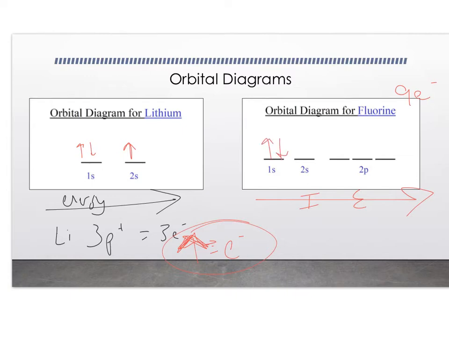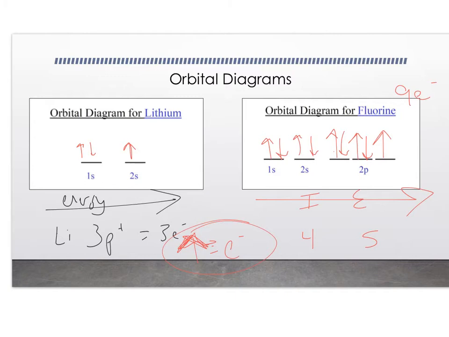Then I need to fill in my 2s because it has a little bit more energy, with 1 electron, 2 electrons. So now I have a total of 4, and I need to get to 9. So I need to place 5 electrons in my p orbital. Using Hund's rule, I have to fill in my electrons singly. So now I'm at 5, 6, 7. I need to fill in 2 more, so I place them down.